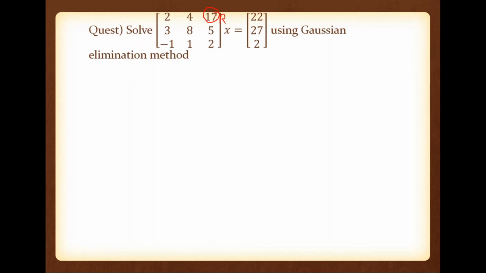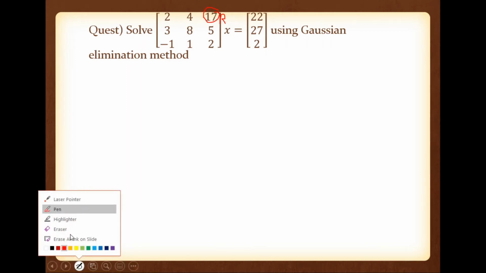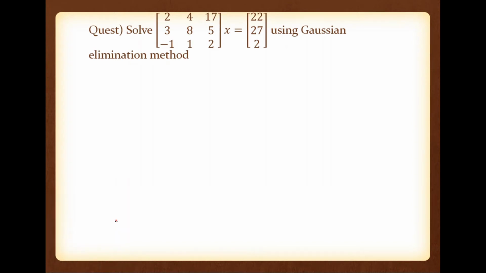Okay. So I think register number. So here I substituted 17. Okay, so you are asked to solve this system using the Gaussian elimination method.